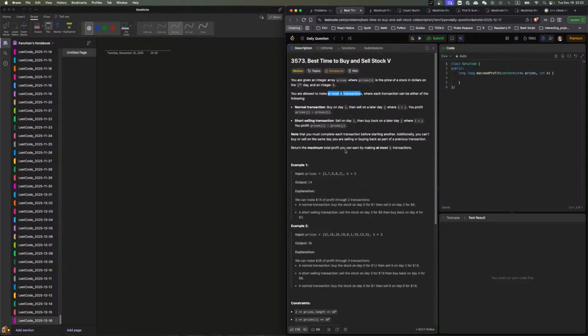All right, let's see the example. Buy here, sell here, and sell here, and buy there. Two transactions. Wait, so one buy, one sell is one transaction. Oh, okay.